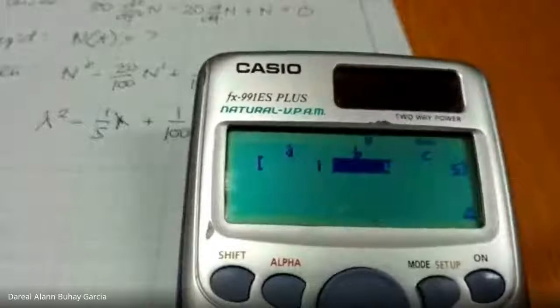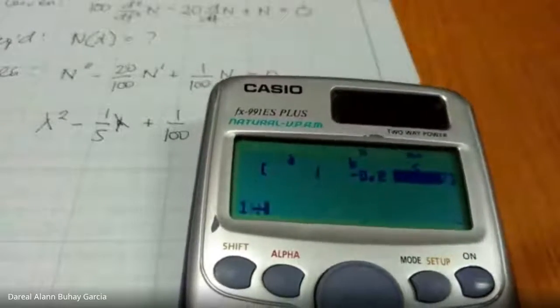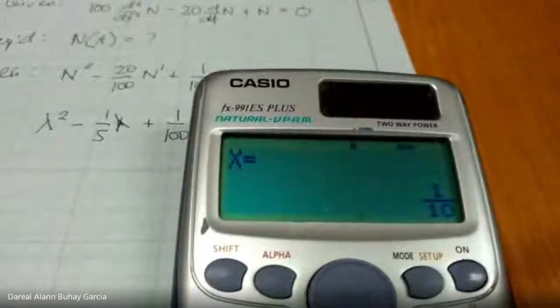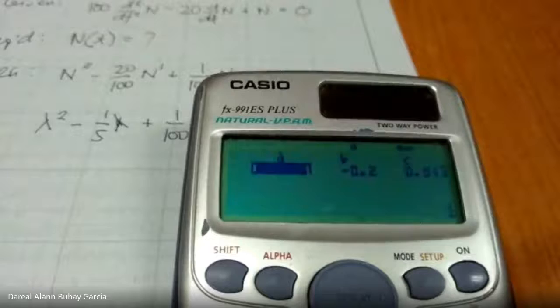Negative 1/5, 1 over 100. That gives 1/10. There is only one root, no? So does that mean there is only one root? Before, we expected two roots. So, it is repeating. Lambda 1 is equal to lambda 2 equals 1/10. Yes, two 1/10s.